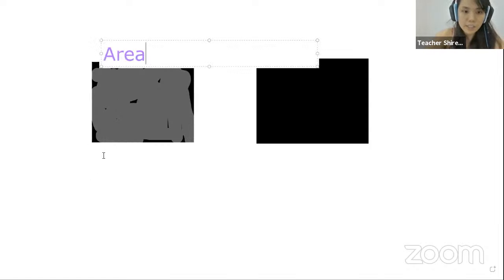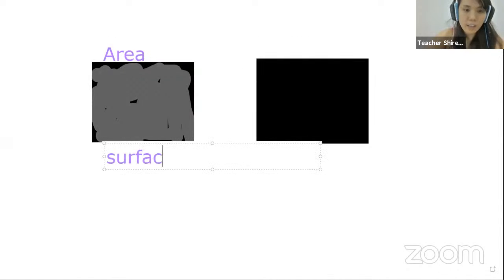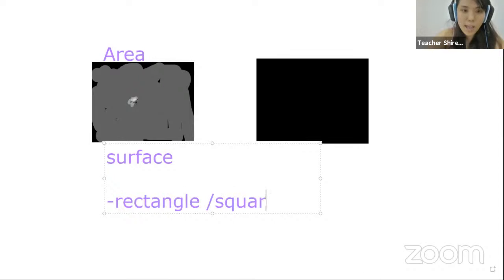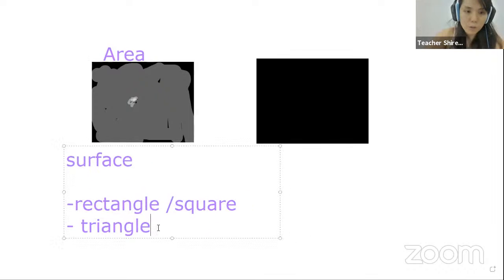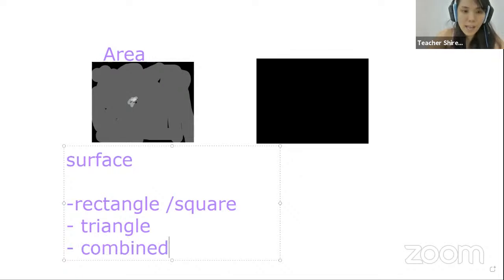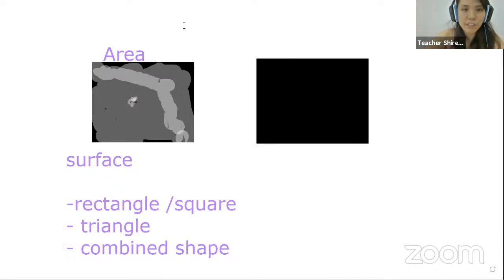Area is the surface. We have learned how to calculate the surface of a rectangle and also a square. We have also learned about the area of surface for a triangle, and we have also covered the surface area for a combined shape. So that is what we have learned previously.